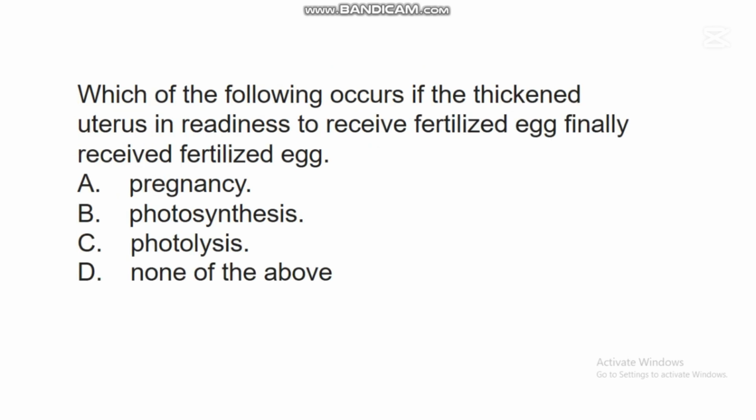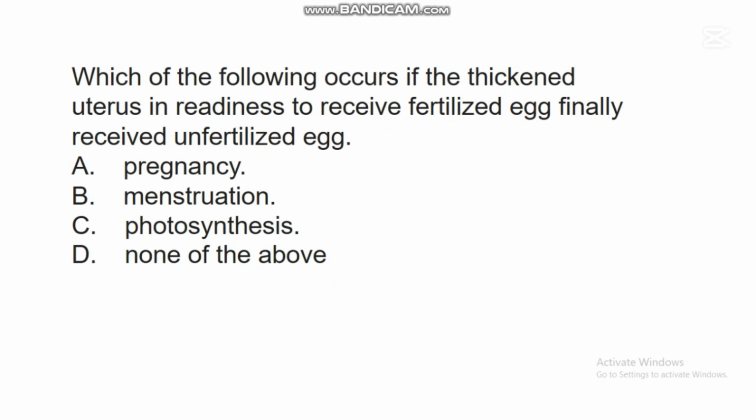The next question says, which of the following occurs if the thickened uterus in readiness to receive a fertilized egg finally receives a fertilized egg? A. Pregnancy. B. Photosynthesis. C. Photolysis. D. None of the above. In this question, the correct answer is A. Pregnancy. So, pregnancy occurs when the thickened uterus finally receives a fertilized egg in the body system. When the uterus doesn't receive a fertilized egg, pregnancy will not occur.